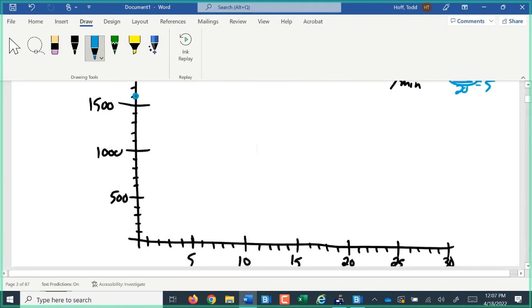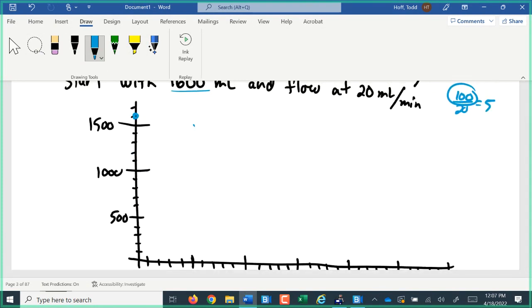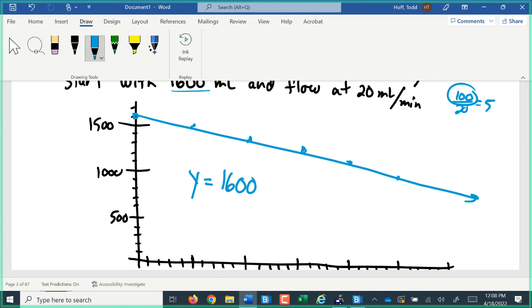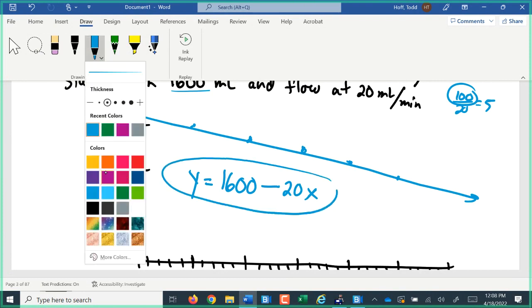So I'm going to drop 100 milliliters and go over to 5 minutes right here. Drop another 100 milliliters, go over to 10 minutes. Drop another, go 5 more minutes over to 15 minutes. Now another 100, and continuing on. Didn't do a very good job drawing my line through my points, but you get the picture. So the equation here, y equals 1600 is my starting point. Then I was reduced by 20 milliliters every minute. So x is my number of minutes. This equation can be used to predict.